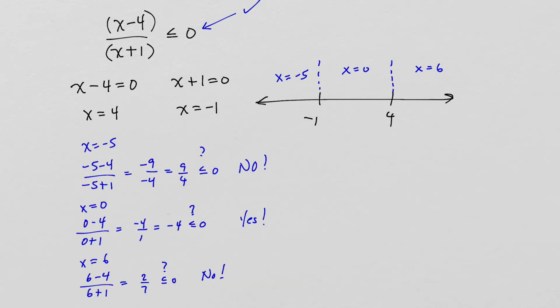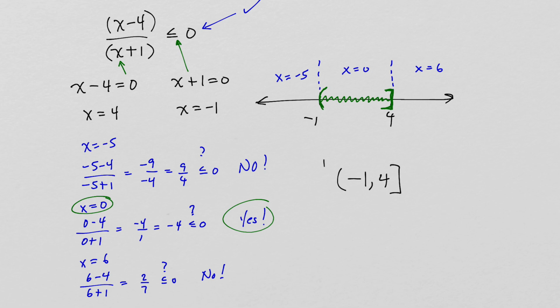All right, so here I have tested each of these intervals by using the test number. And what you can see here is the only interval that works is the interval that contains x equals 0, and that is this interval right here. Now, our solution, you can see the inclusion here, so you want to include. So we are going to include 4, of course, but we cannot include negative 1, because if you plug negative 1 in here, you will be dividing by 0, and we cannot divide by 0 ever. So our final solution here is all the numbers in between negative 1 and 4, including 4, but not including negative 1.